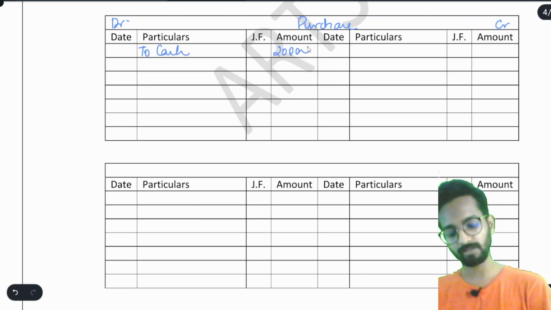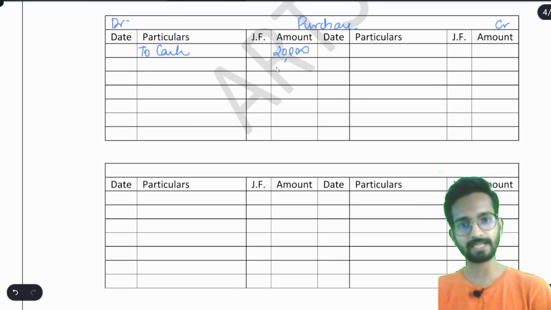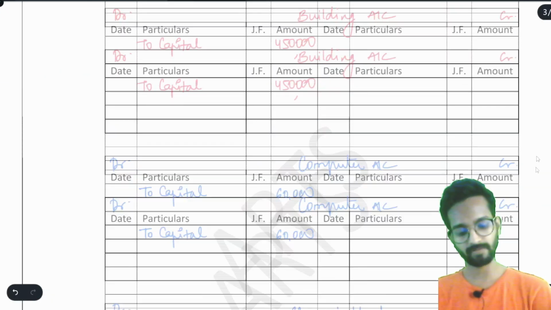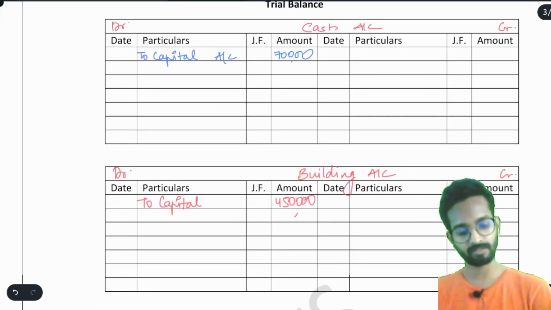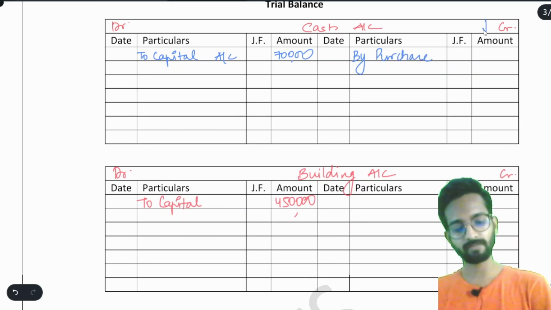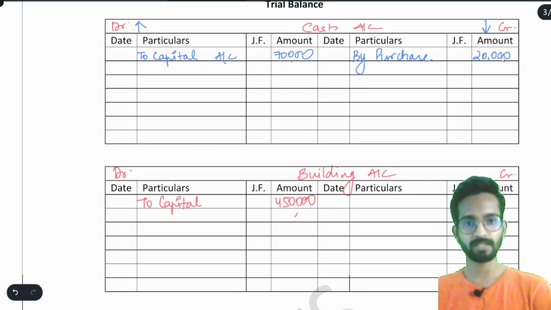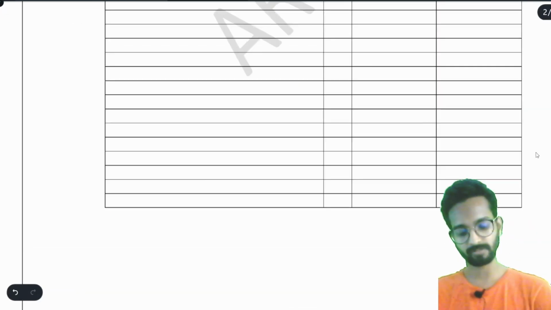20,000. Now listen, you will not prepare the cash account again. The cash account is already prepared. Just go there and write by purchases. See, where is our cash account? Here. We'll write here by purchases. Why? Because this side will reduce cash. By purchase how much? 20,000. Understood? By purchase 20,000. And in the purchase account, to cash 20,000.